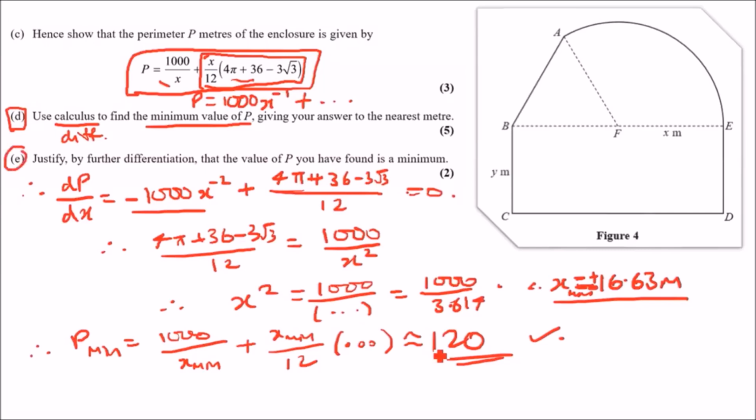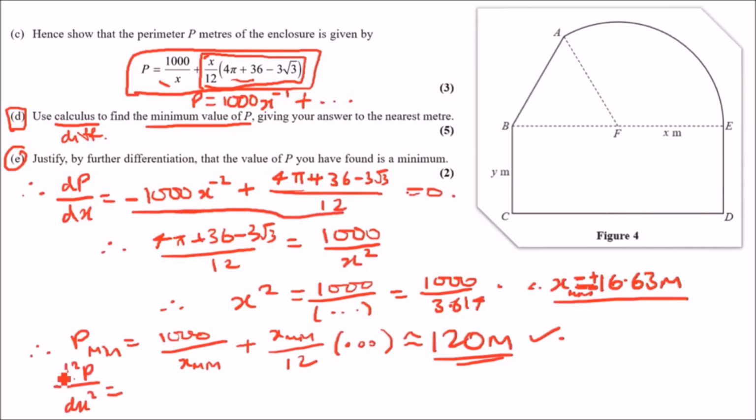And finally, let's do part E. Justify by further differentiation that the value of p you have is a minimum. Well, that just means we need to differentiate once more. So find d2p over dx squared. Hence, let's take a second derivative. So it'd be d2p over dx squared.